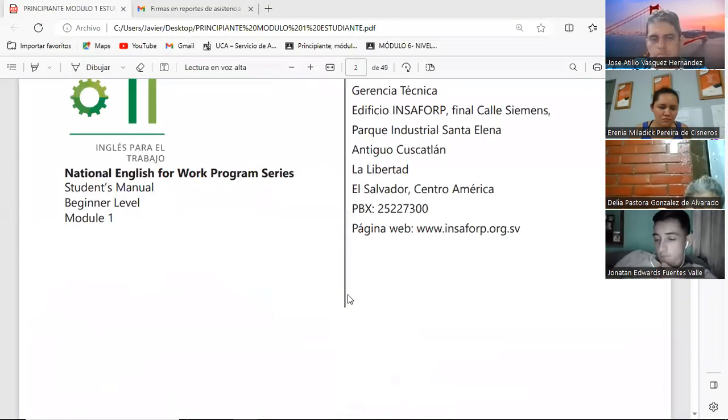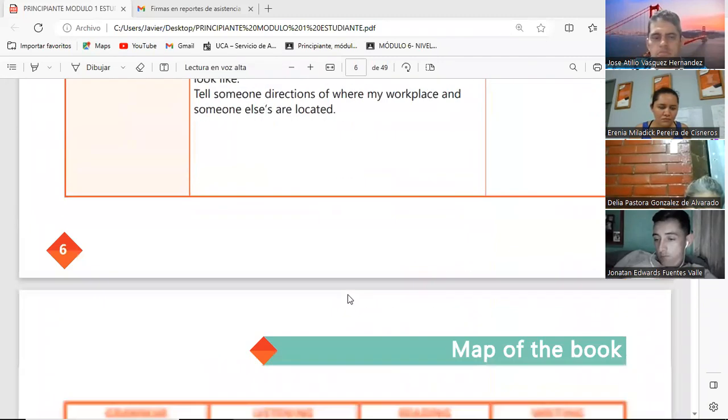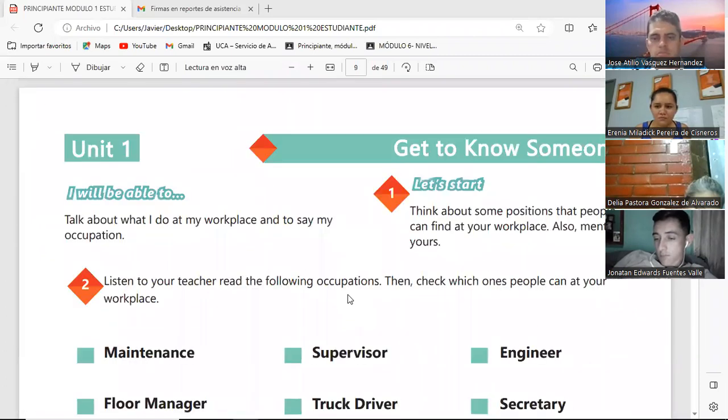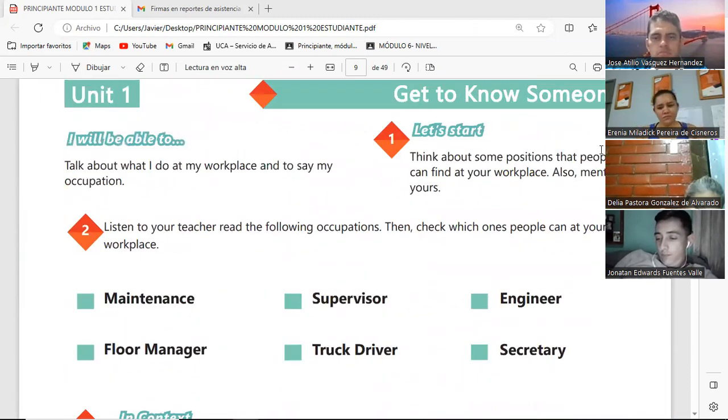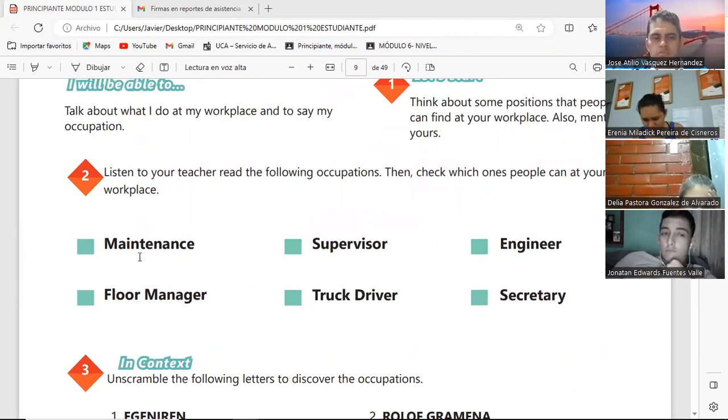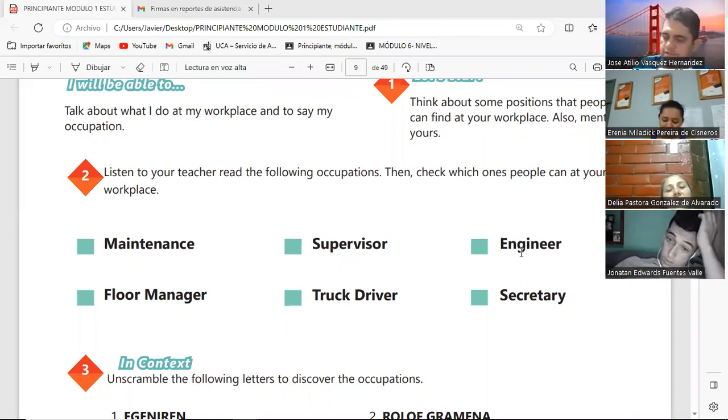Okay. Good. Here, right? This is the manual. Espero que ya lo hayan bajado. Y los que puedan imprimirlo, pues pueden imprimirlo. Okay. This is page number 9. Occupations. Exercise number 2. Repeat after me, please. Maintenance. Floor manager. Supervisor. Truck driver. Engineer. Secretary.